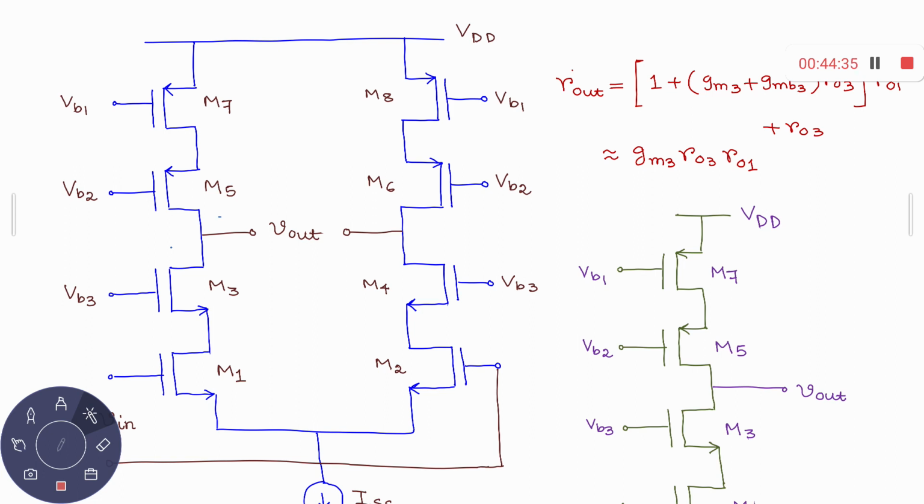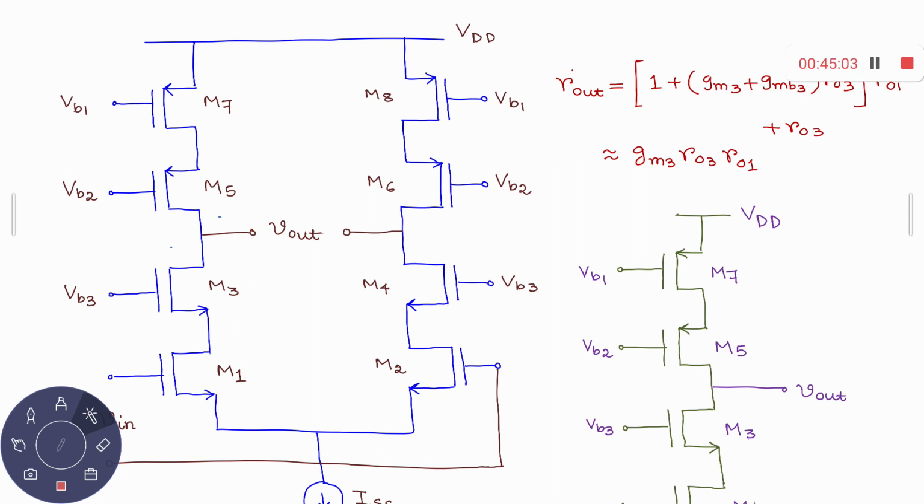Right. So what will be the output resistance here? For example, if I just consider only M3, what will be the corresponding output resistance looking from this terminal to ground, from here to here? What is the output resistance for this cascode? This is basically a cascode amplifier, common source followed by common gate. So what is the effective output resistance from this terminal to this terminal?